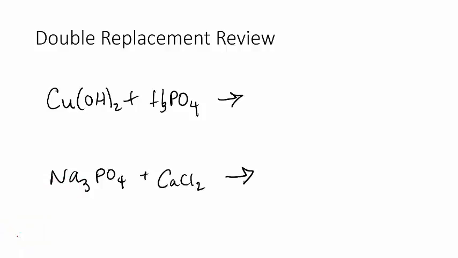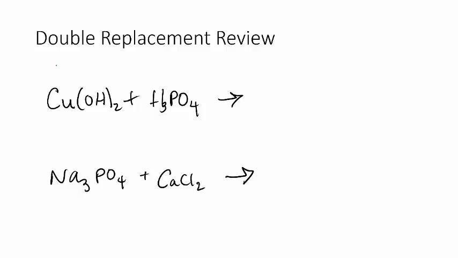Alright, in this video we're going to take a quick look, a review of double replacement. Double replacement just means that you should have two positive charged elements and two negative elements or polyatomic ions, whatever they might be, and each one is partnered up, and what you're going to do is just replace the partners of both of them.